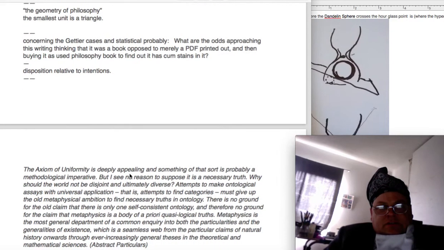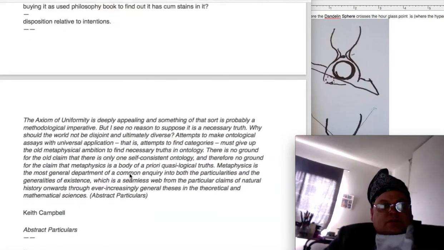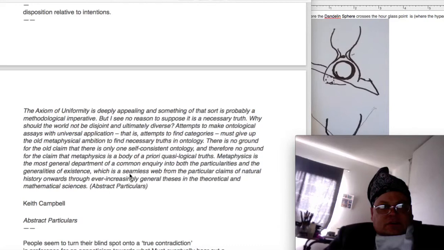Concerning the giddier cases in statistical probability, what are the odds of approaching this writing thinking that it was a book opposed to merely a PDF printed out, and then buying it as a used philosophy book to find out it has cum stains in it? Disposition relative to intentions.